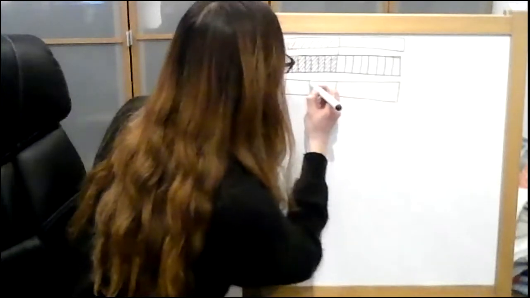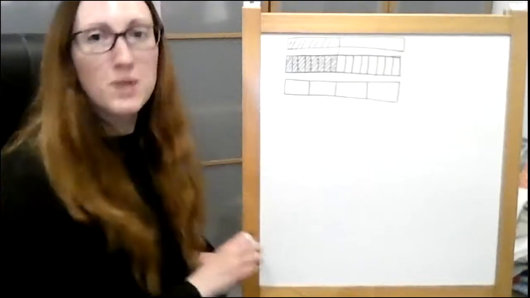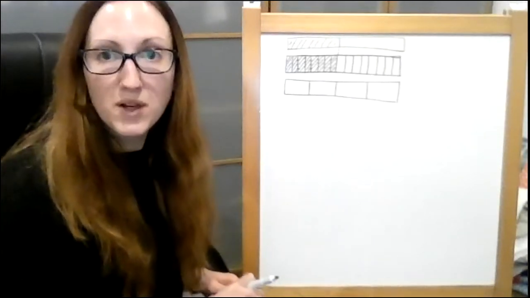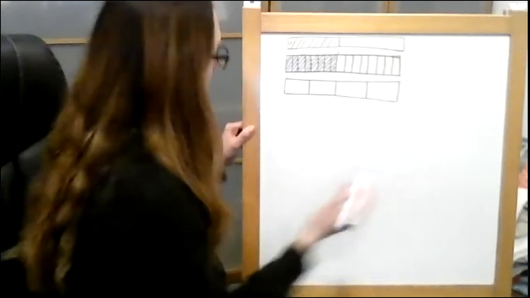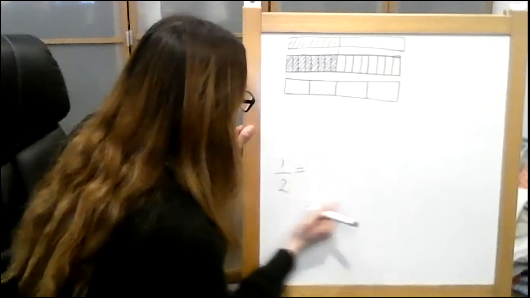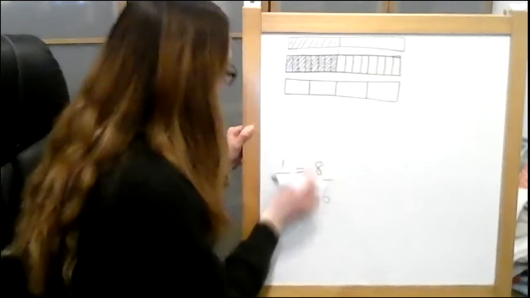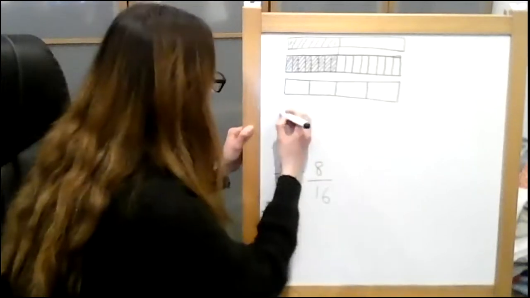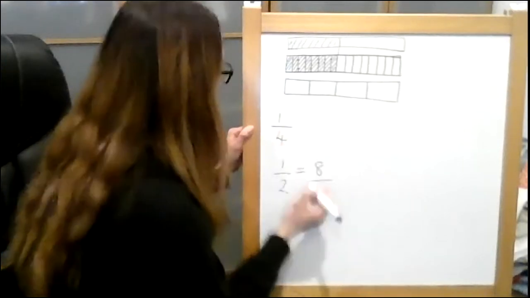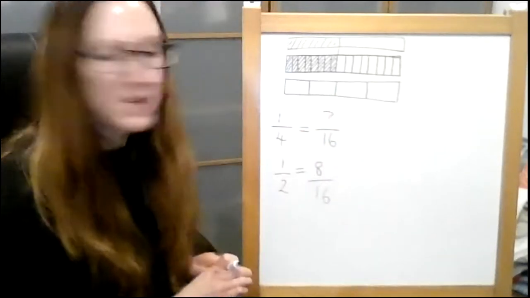Halfway again, half of a half over here. Fantastic. So this time we want to know the equivalent for 1/4. We know that 1/2 is equal to 8/16, because 8 is half of 16. This time we want to know 1/4. And how many 16ths is that equivalent to?